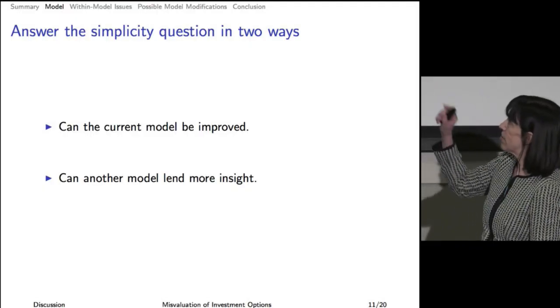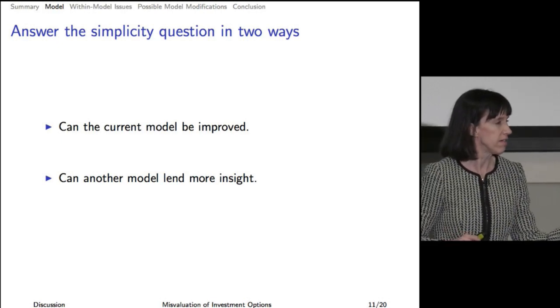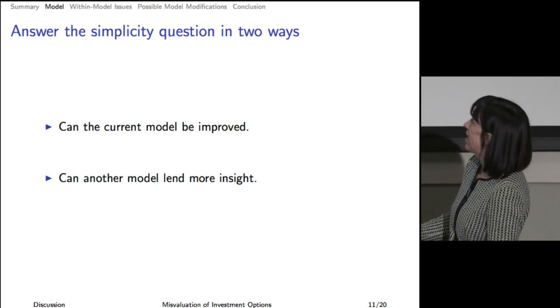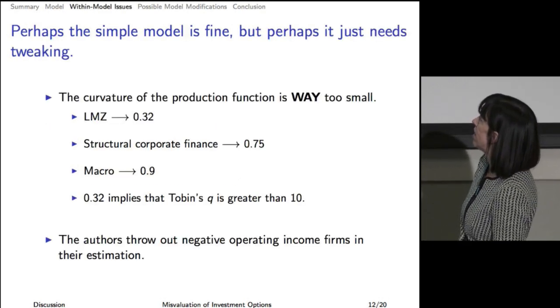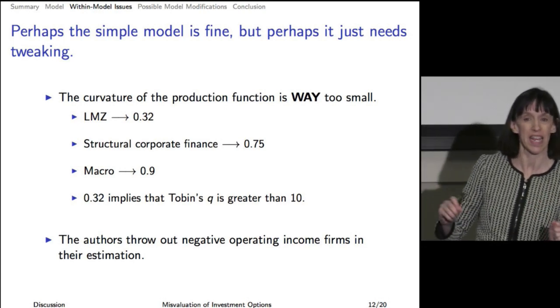I want to answer this simplicity question in two ways. Can you make the current model better? And might you do something else? And first, maybe the simplest model's fine. Maybe they can just tweak it a little bit.